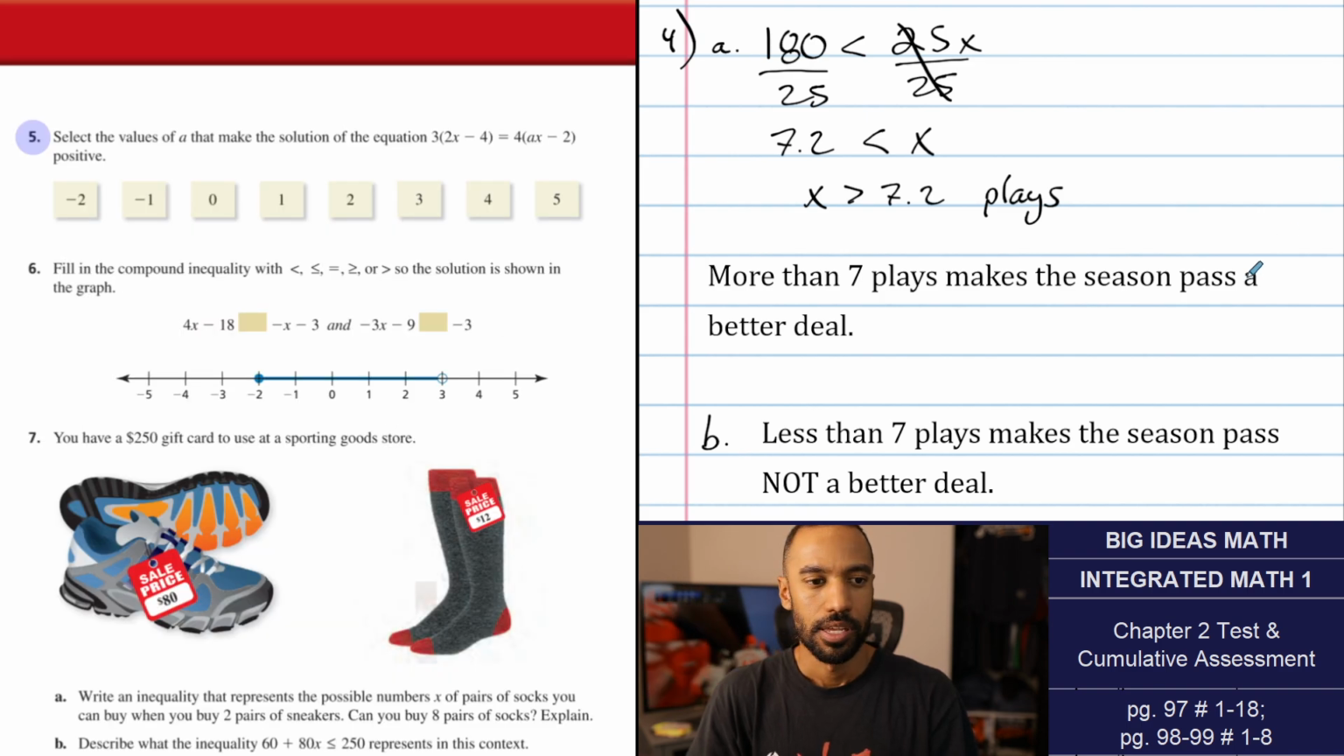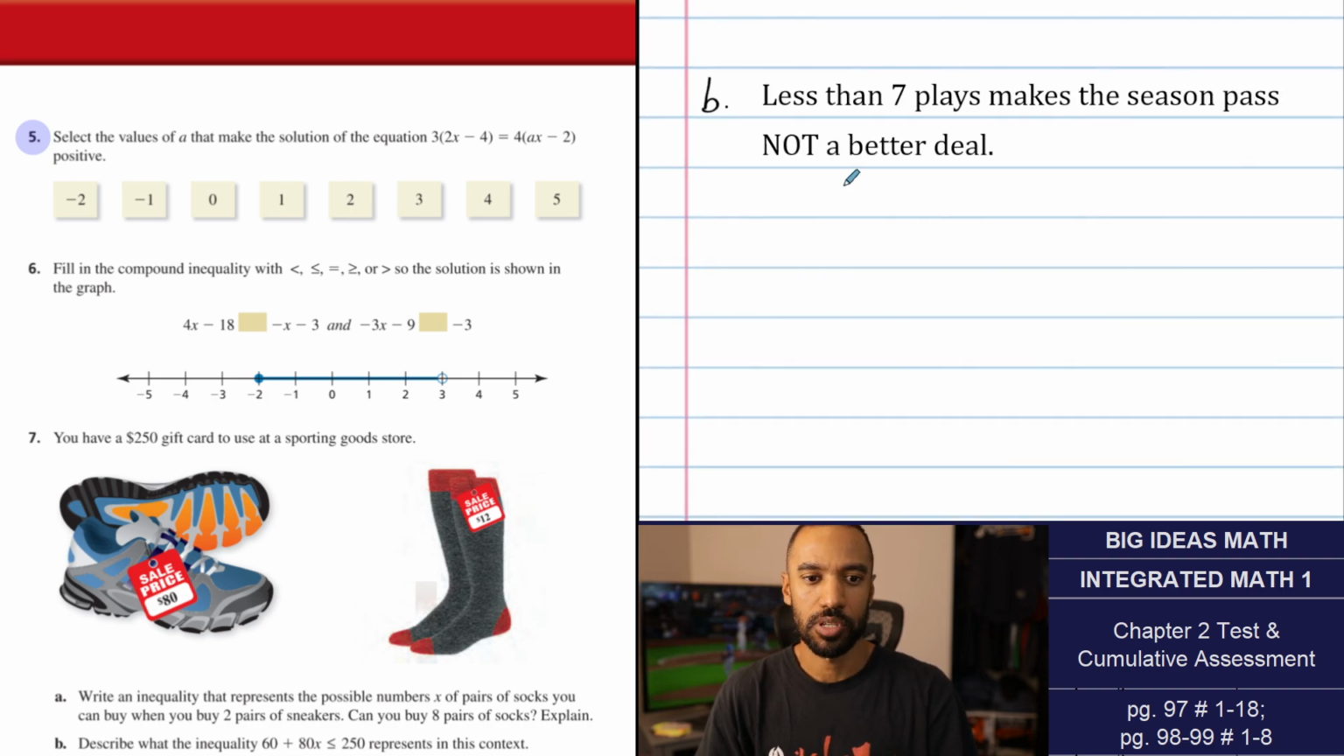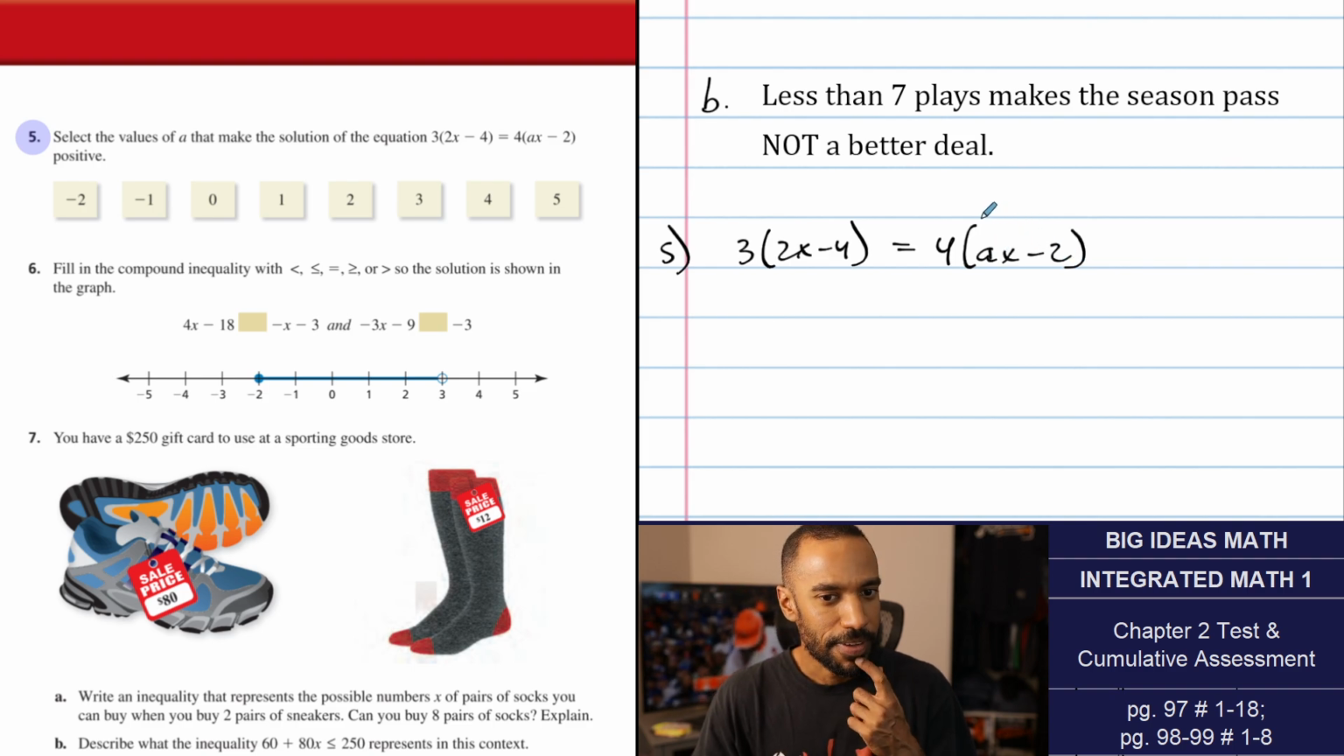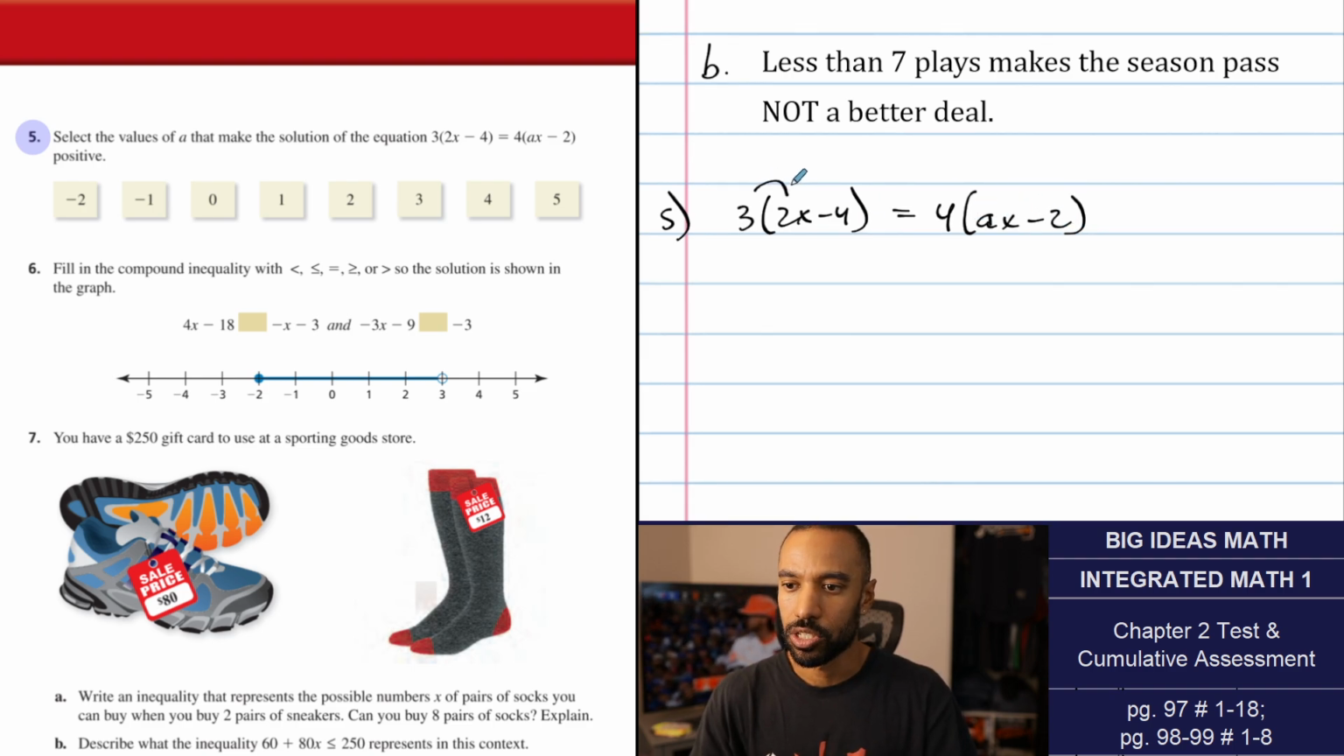Number 5. Select the values of a that make the solution positive. Chapter 1. 3 times 2x minus 4 equals 4 times ax minus 2. Let's write that out and see what they're going with here. All right, let's go distribution and all that stuff. So we got 6x minus 12 equals 4ax minus 8.